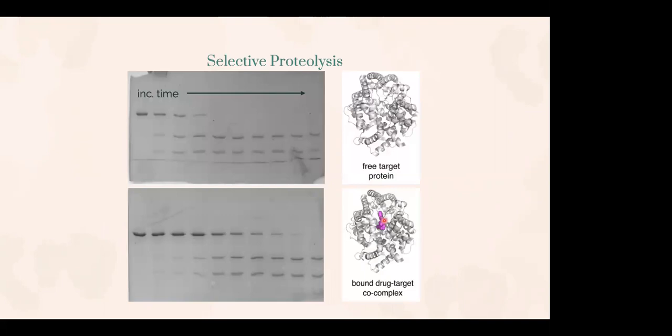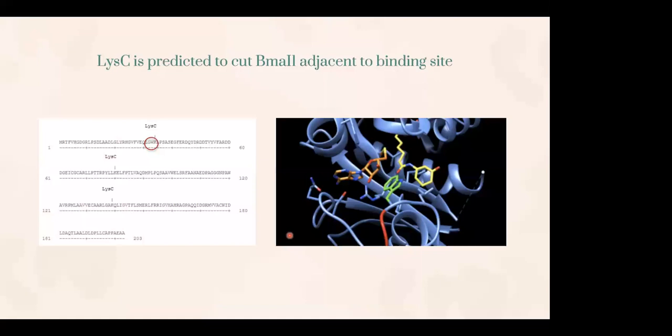So this is an example from the literature showing that when you have a free target protein exposed to a proteolytic enzyme, you have full-length protein for about 4 time units on this one. But when it's bound to the drug, you see full-length protein for a much longer time in the gel. And so we looked for an enzyme that was predicted to cut close to our binding site. And we found a commercially available proteolytic enzyme called Lys-C.